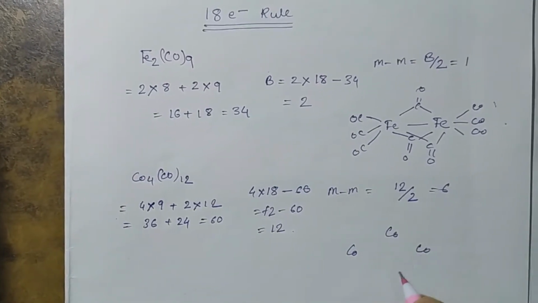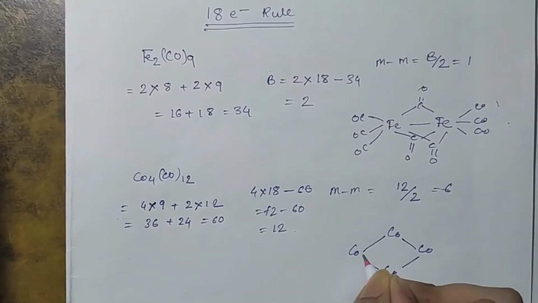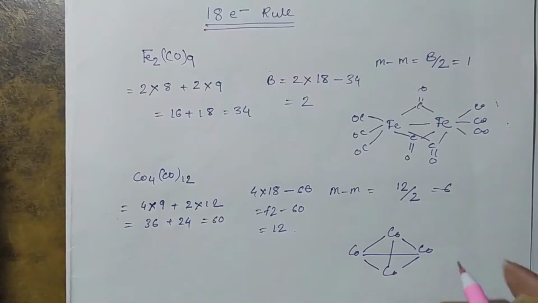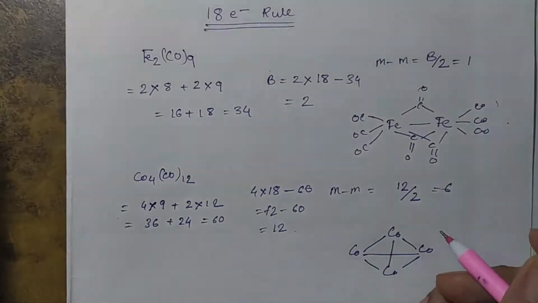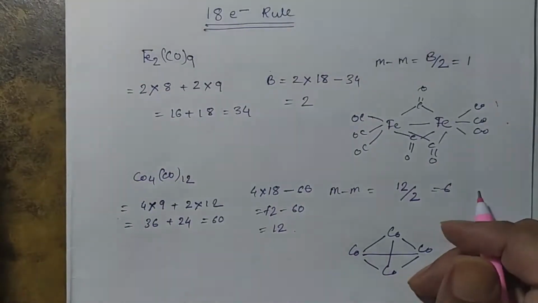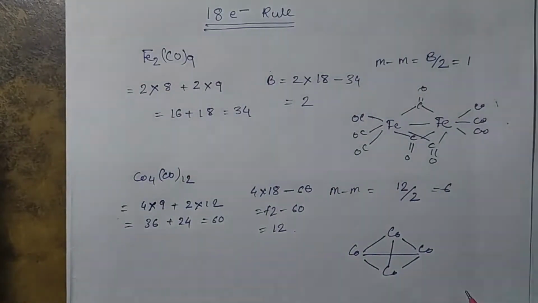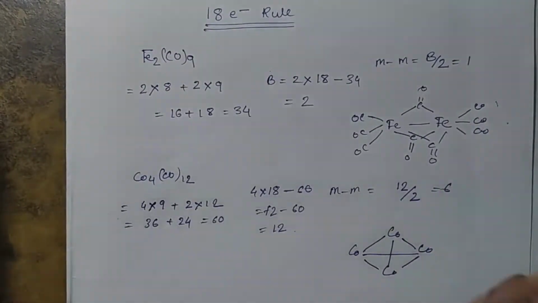That will be like this: 1, 2, 3, 4, 5 and 6. There will be 6 metal-metal bonds among the 4 cobalt atoms. The rest of the ligands you just have to distribute. Okay. So that is the rule by which you can count the metal-metal bonds.